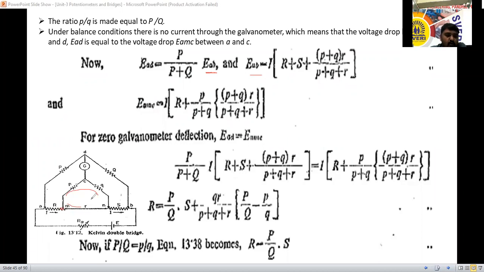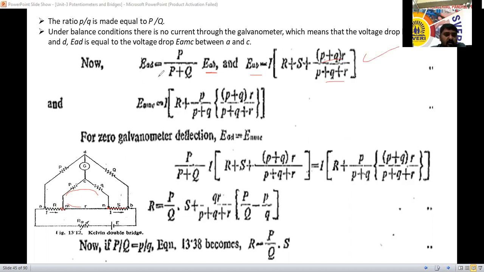So P plus Q into R, divided by P plus Q plus R, we have written here. Next, the current will come here and flow through this one, so plus S we are going to call here: R plus S, and P plus Q into R divided by P plus Q plus R. That is one part over now.